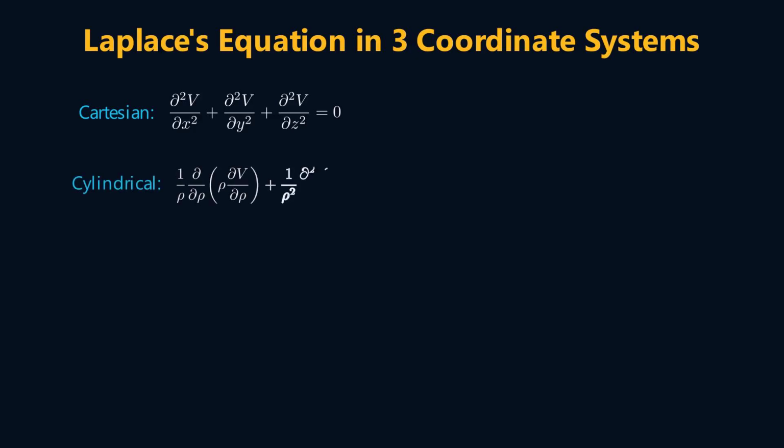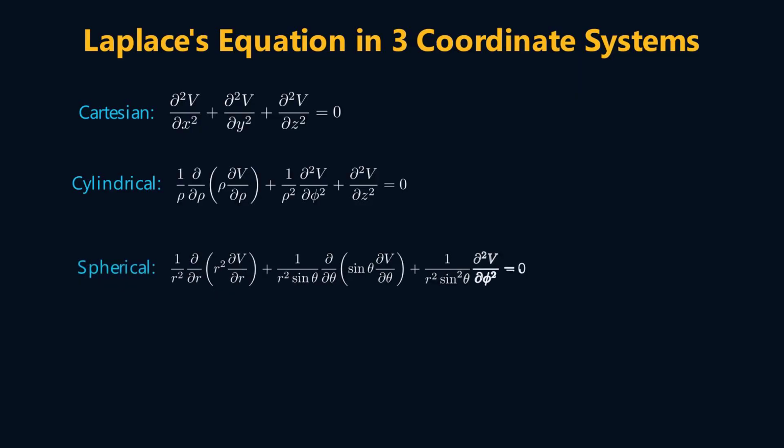In cylindrical coordinates, the Laplacian has a 1 over rho term with a rho derivative, a 1 over rho squared term with the phi derivative, and a z derivative. In spherical coordinates, it has a 1 over r squared term with an r derivative, a 1 over r squared sine theta term with the theta derivative, and a 1 over r squared sine squared theta term with the phi derivative.